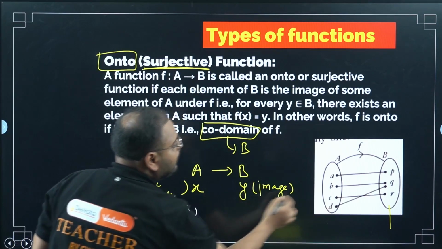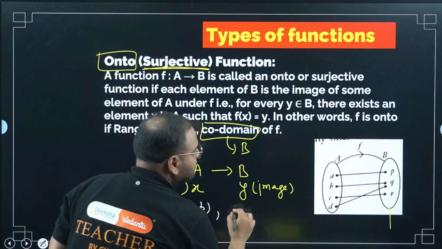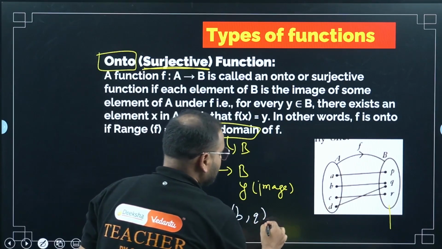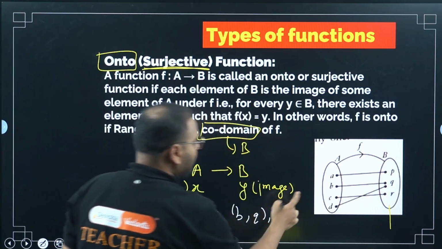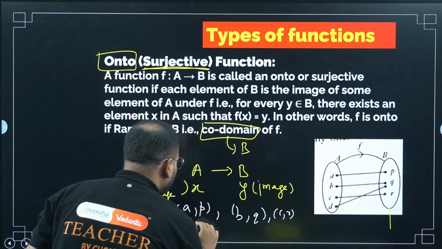A, comma P. Then B, comma Q. And C, comma R. What about the last one? D, comma Q. Okay, sir.